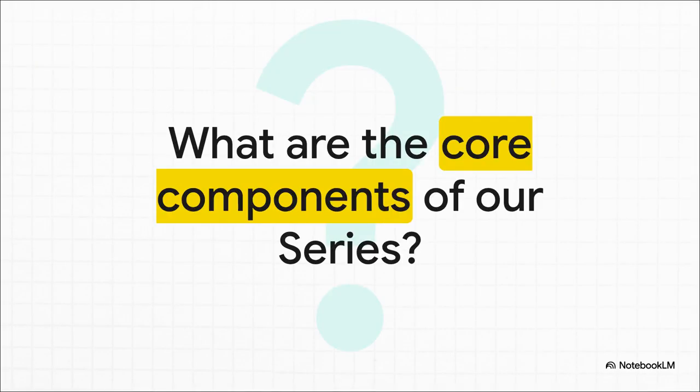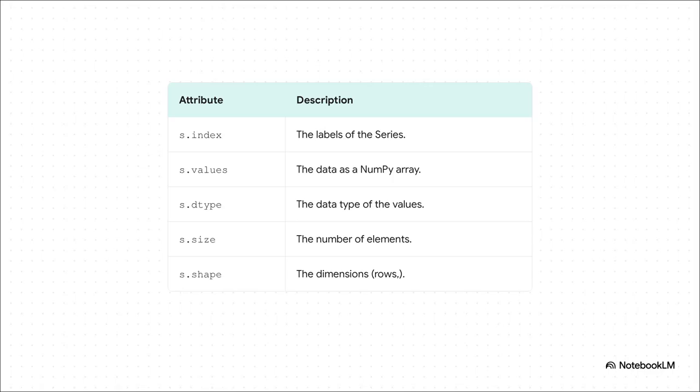Okay, so we've built one. Now how do we peek under the hood? How do we find out its vital stats? Well, that's where attributes come in. Think of them as the spec sheet for our data. Think of this slide as your series dashboard. Now, you don't have to memorize this whole thing, but just know it exists. If you ever need to see just the raw numbers without the index, you just type .values. Ever wonder exactly how many items are in there? Bam! .size gives you the answer instantly. These are your go-to tools for quickly getting the lay of the land.